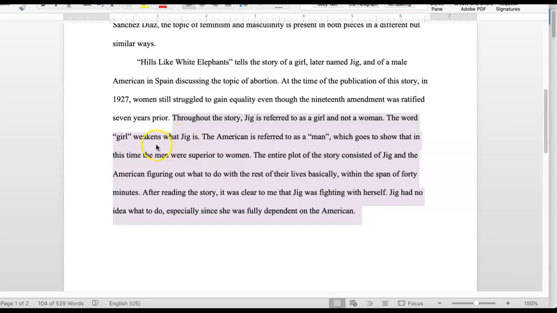The word girl weakens what Jig is. The American is referred to as a man, which goes to show that in this time, the men were superior to women. The entire plot of the story consisted of Jig and the American figuring out what to do for the rest of their lives, basically, within the span of 40 minutes. After reading the story, it was clear to me that Jig was fighting with herself. Jig had no idea what to do, especially since she was fully dependent on the American.